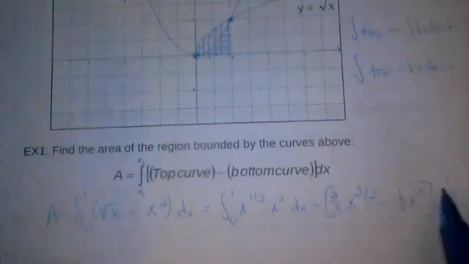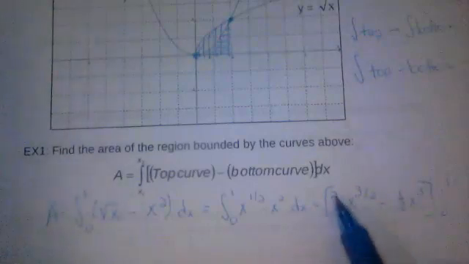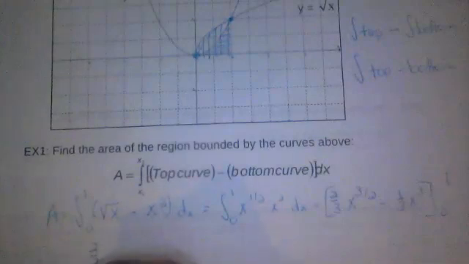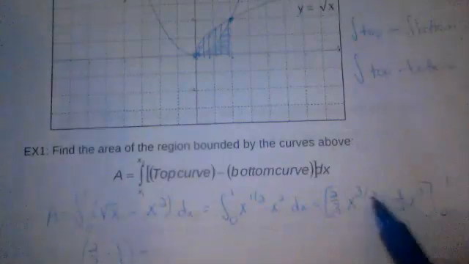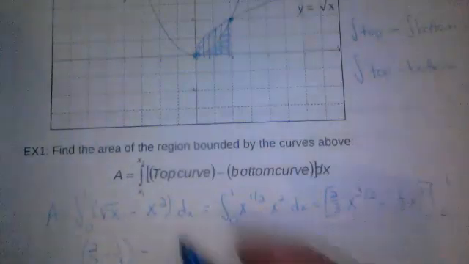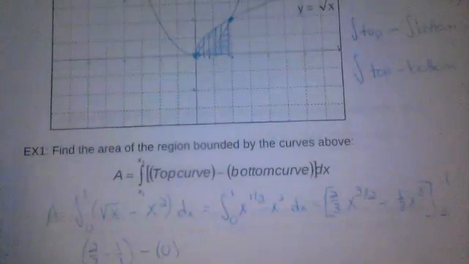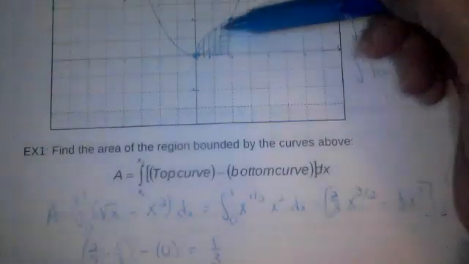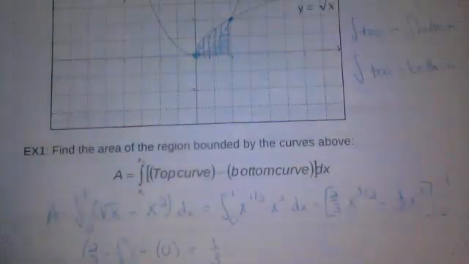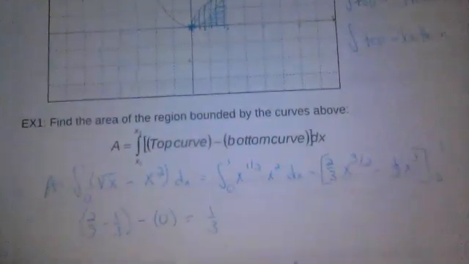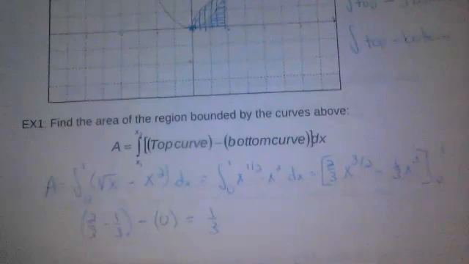Alright, so if I plug in 1, I'm just going to get 2/3 minus 1/3, minus, and then I plug in 0, and that's just 0 minus 0, 0. So 2/3 minus 1/3 gives me 1/3. So the area of the little section between the curves is 1/3.